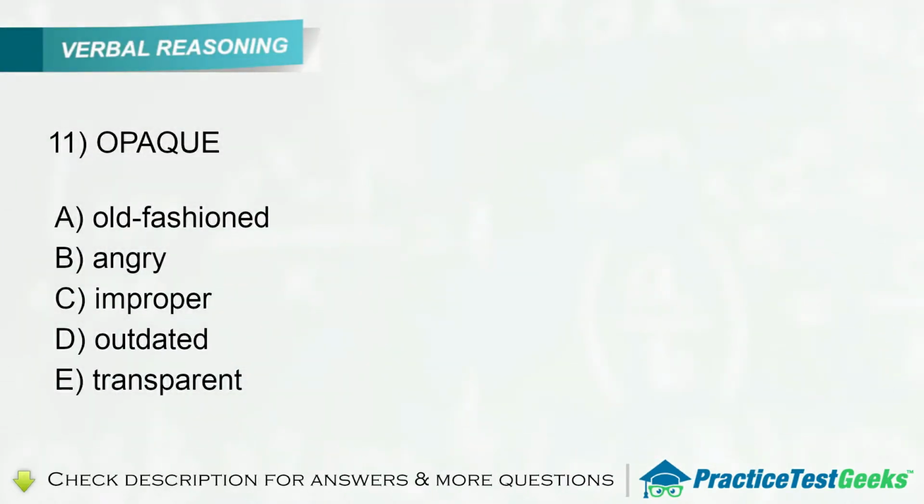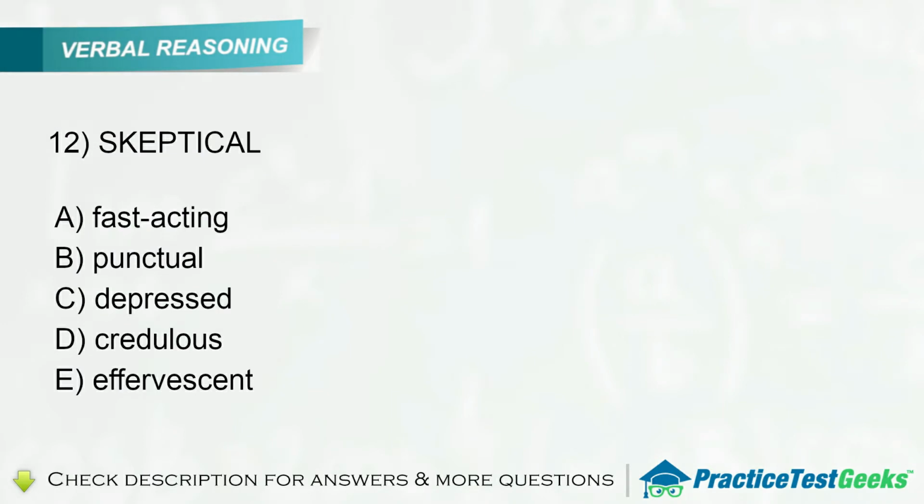Question 11. Opaque. A. Old-fashioned. B. Angry. C. Improper. D. Outdated. E. Transparent. Question 12. Skeptical. A. Fast-acting. B. Punctual. C. Depressed. D. Credulous. E. Effervescent.